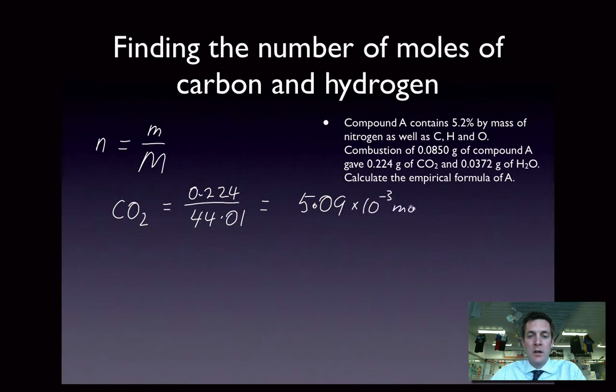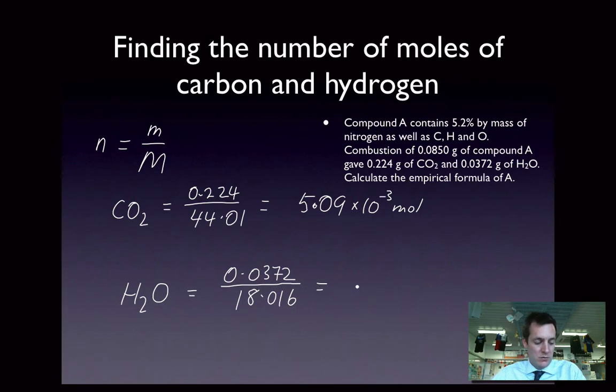You do the same thing for the water. Whenever you've got one of these combustion data problems, you're probably going to start off by doing this. Remember, this was 0.0372 grams of water, so 0.0372, and this time we divide it by the molar mass of water, which is 18.016, and that equals 2.06 times 10 to the minus 3 moles.